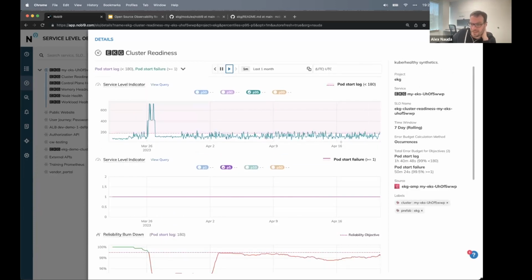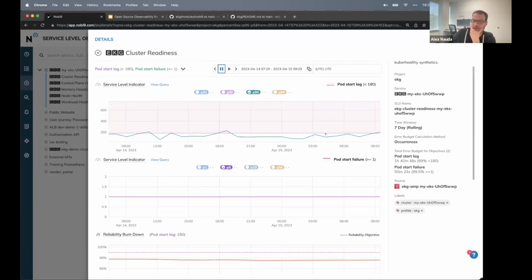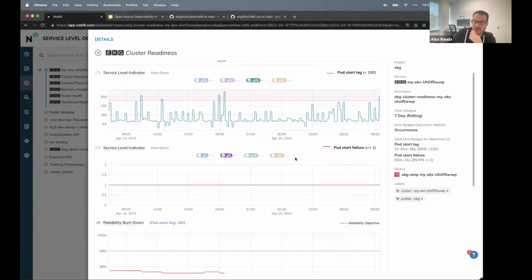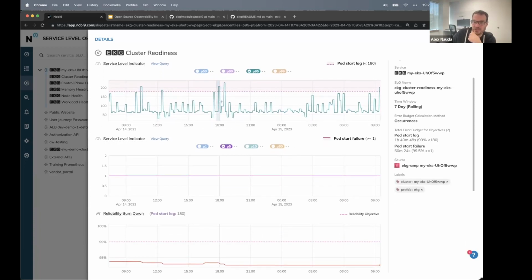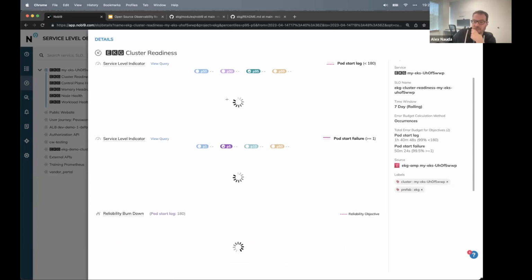Okay, but if I zoom in on here, I think you can see a little bit how Nobl9 SLOs operate and why they would be useful for this kind of thing. And I'll just zoom in on this little spot right here where you can see there was a violation.